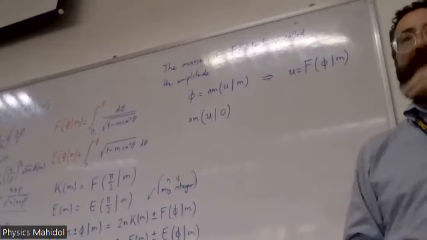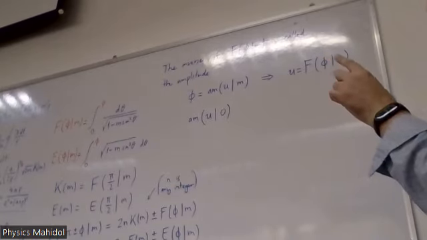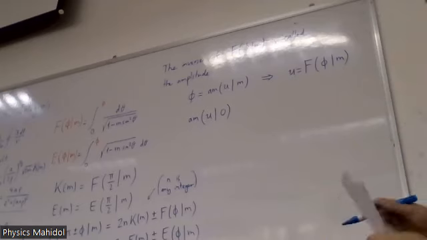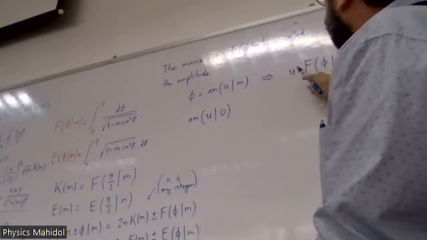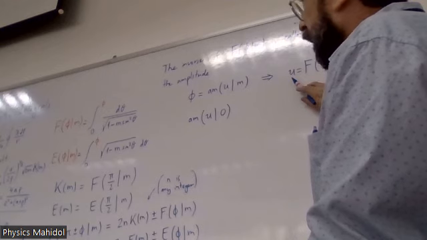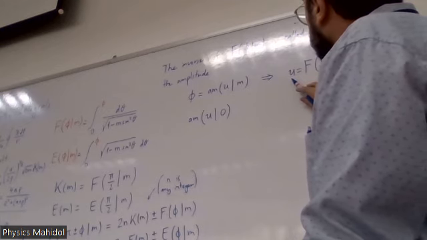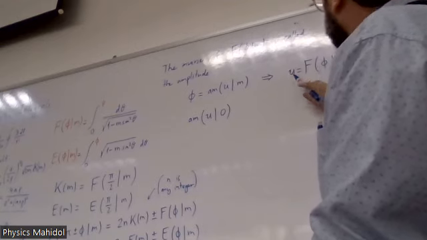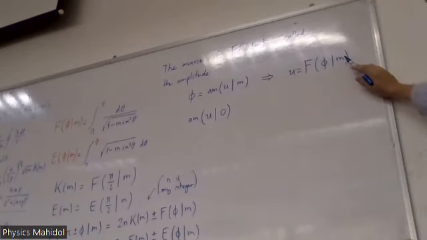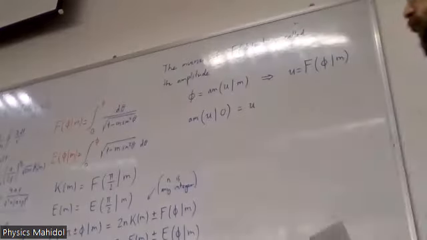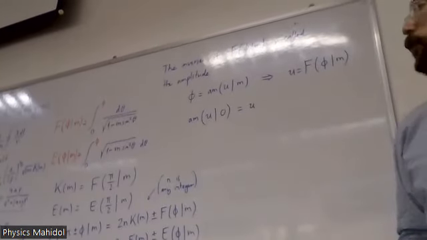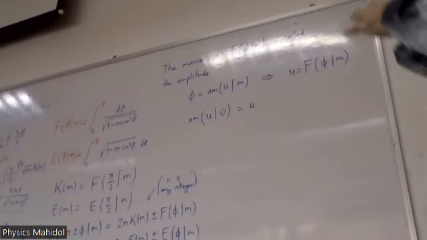So we need to find an angle that, if we put it here, returns the same number. If m is 0, yes, it's just the same number. So for m equals 0, the amplitude is just the linear function. The amplitude of u equals u, it's just a straight line.